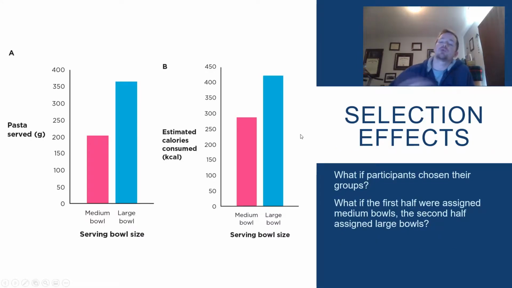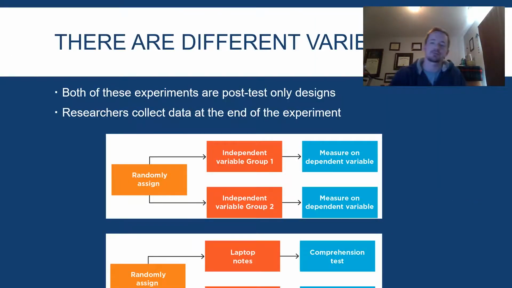And then again, if we had participants choose their own bowls, that might influence these results, right? Because if people go and pick their own bowl, how do we know that, and this gets back to the directionality problem, do they pick the big bowl because they're hungry and they're going to eat more, or are they going to eat more because they pick the large bowl? You see what I mean? So that's why it's important to assign people into one of these two groups instead of letting them choose on their own.